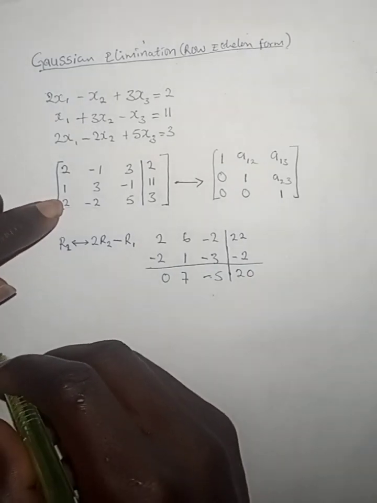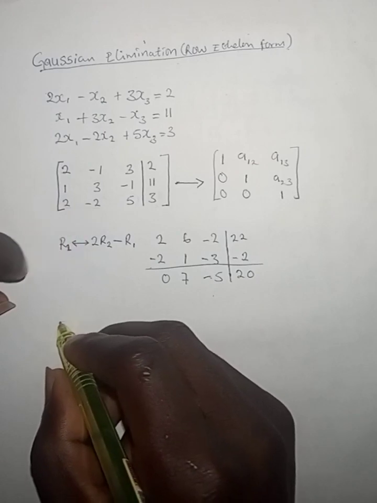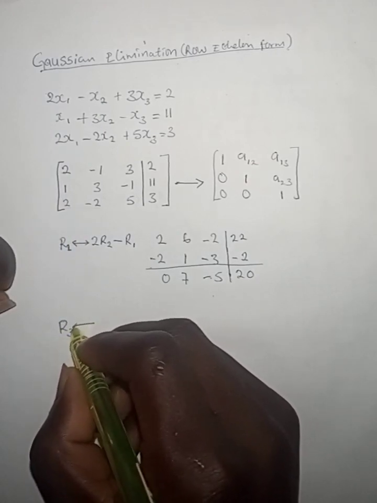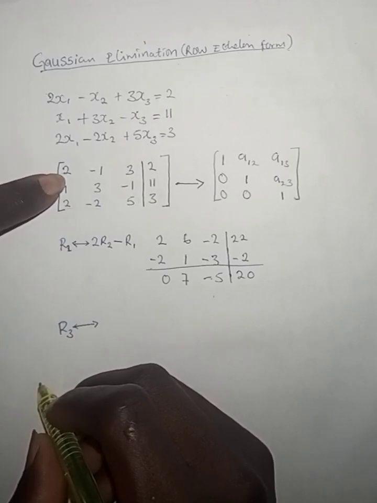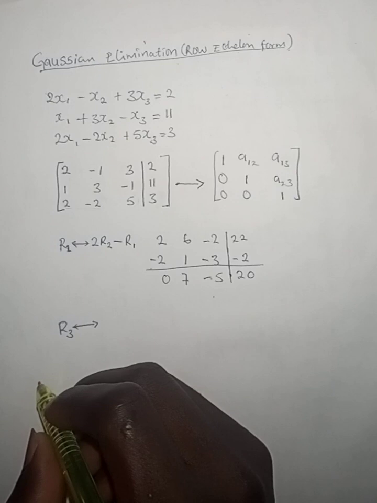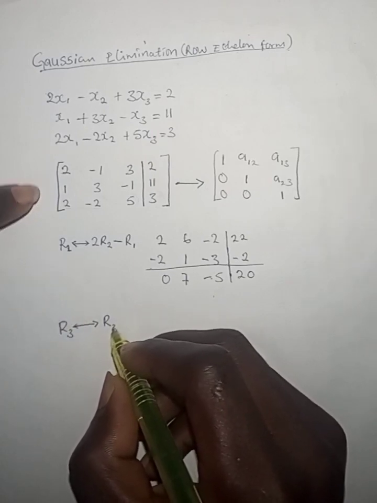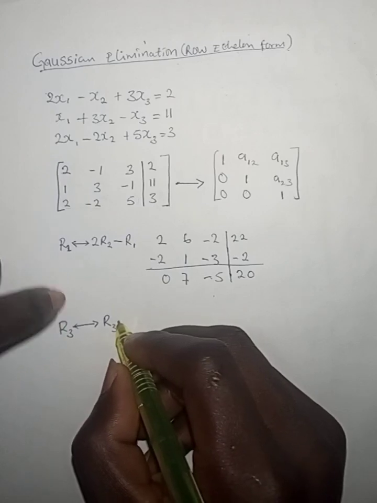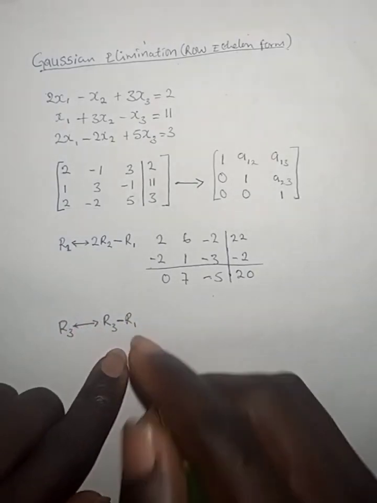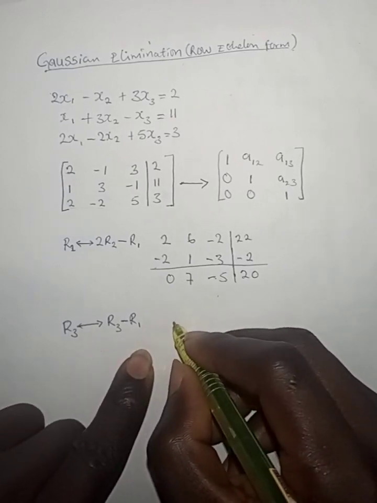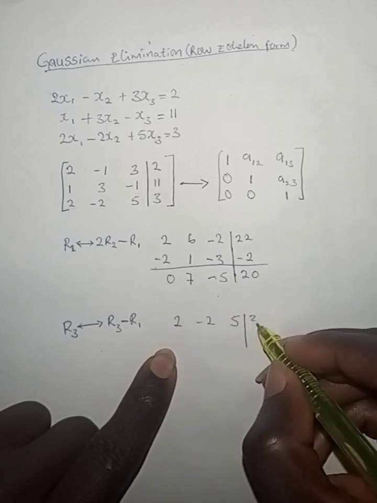In the first column, we still have 2 to make 0, which is in row 3. You can see the number here is 2, and we are using row 1, and the focus number is 2 here, so it is already 2. So for row 3, the number here is plus, so we multiply minus 1 to row 1, so minus row 1. So row 3 is 2, minus 2, 5, 3.